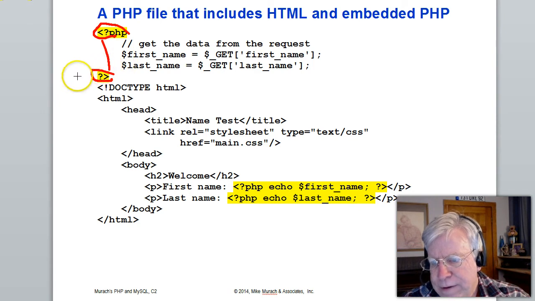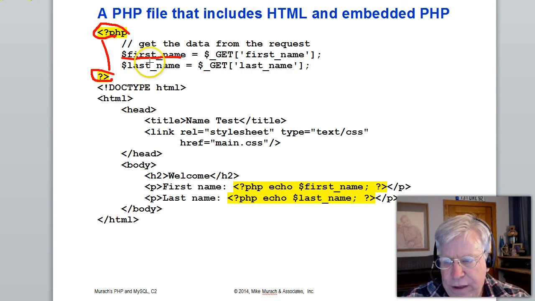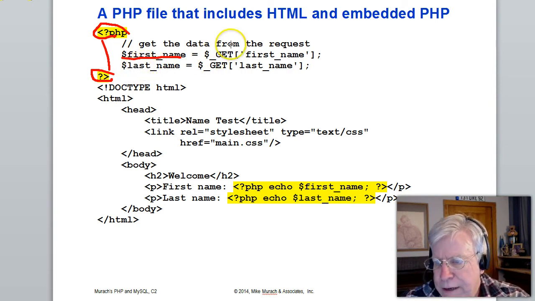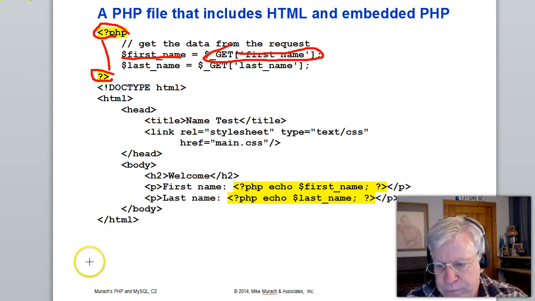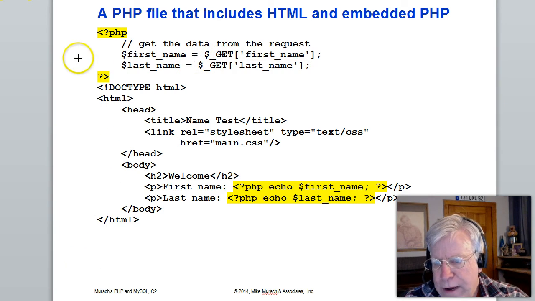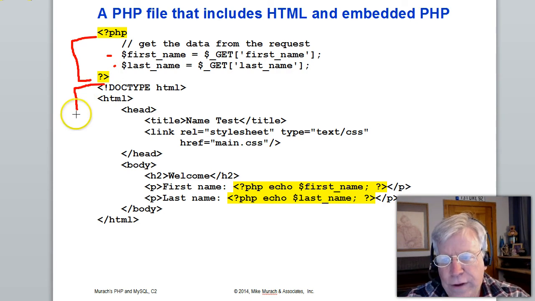The $first_name with an underscore is a variable assignment. It's pulling that value from an HTML page which had a form in it with an action using the get method. So this PHP code is assigning values to first name and last name, and it's doing it even before the actual HTML.